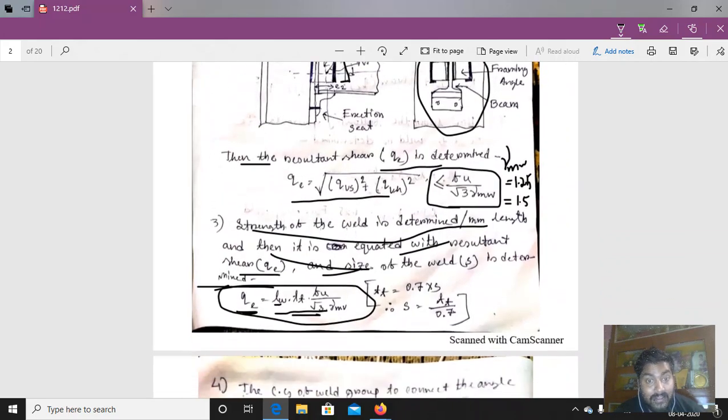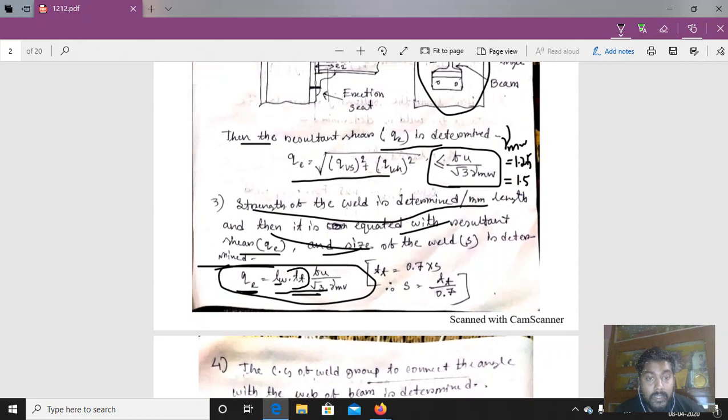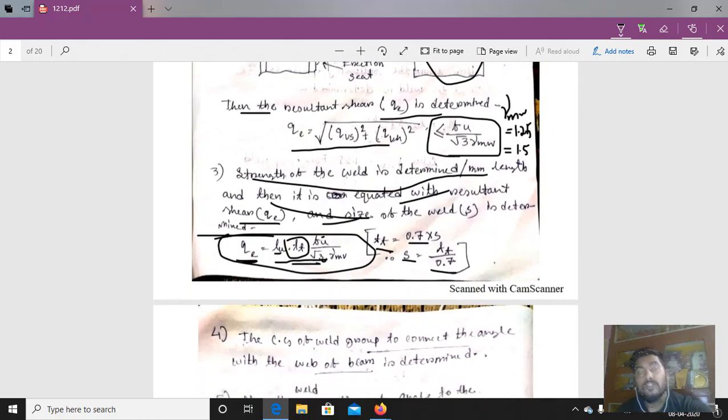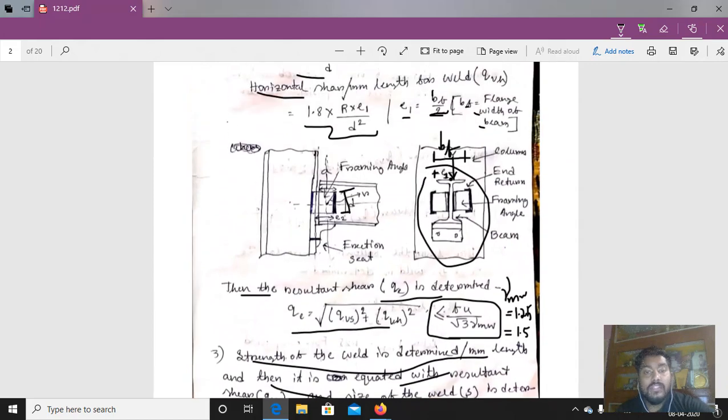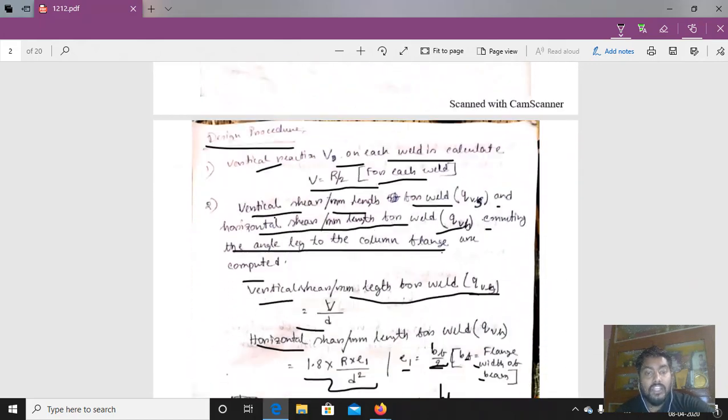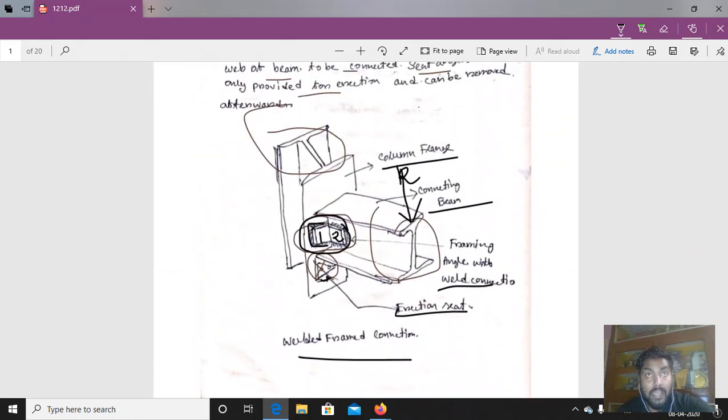TT, that is the throat thickness, we have to determine. MW we know. So, TT is equal to the effective throat thickness, that is equal to 0.7 into S. So, S will be equal to TT by 0.7. If we know the TT, that is the effective throat thickness for the fillet weld, we can determine the size of the weld. Then this connection is done. So, the connection for the column flange with the angle is done.